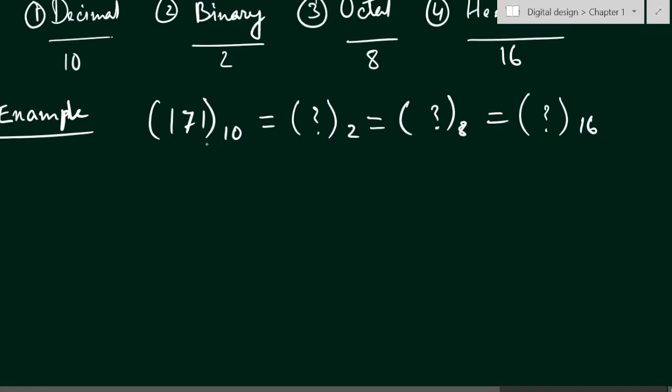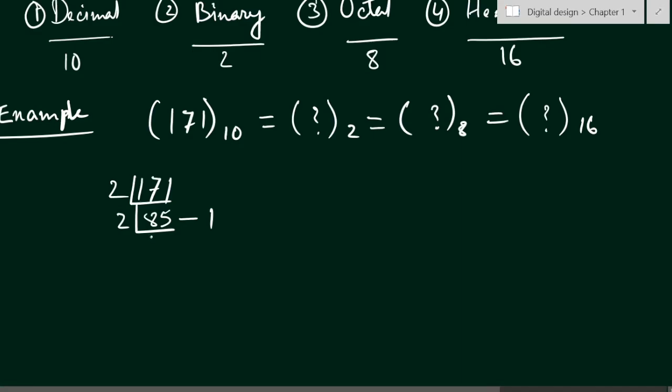So suppose first of all we want to convert this decimal number 171 into its binary equivalent. What we have to do is divide this decimal number by the base to which we have to convert. Here we want to convert into binary. In the binary number system we have base 2, so divide 171 by 2. So 171 divided by 2 gives 85, and the remainder is 1. Now this 85 is greater than 2, so we have to divide again.